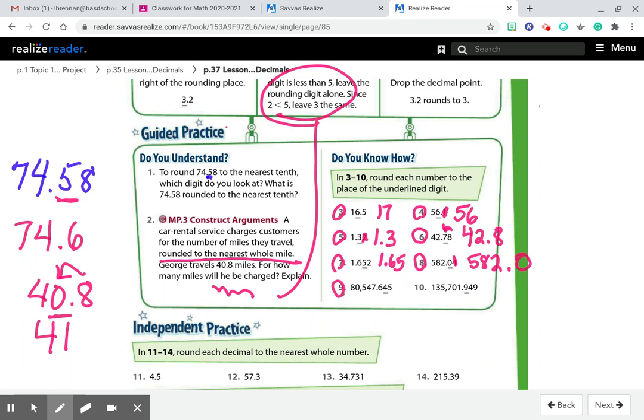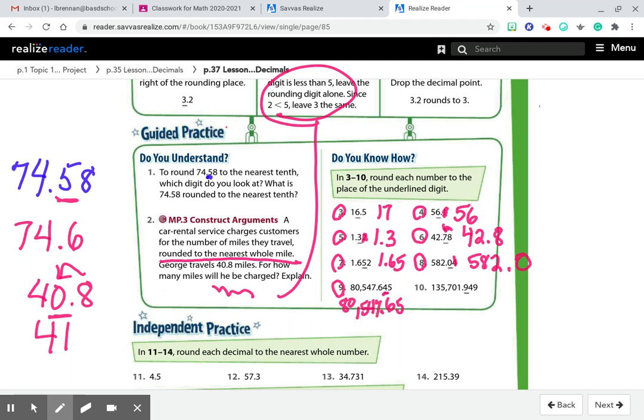So number 9, 80,547 and 645 thousandths. And we're rounding to the hundredths place. The 5 next door is going to make that 4 go up to 5. And then we rewrite the whole value. Don't forget your commas, separating your period.